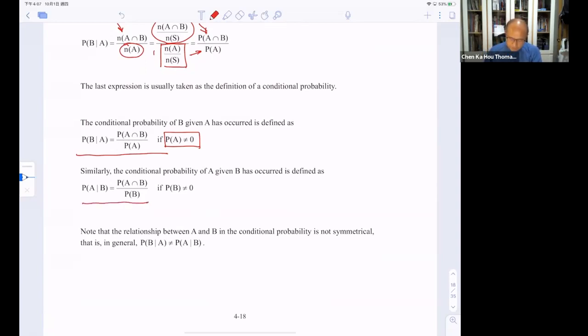Similar thinking: A given B is A and B over PB. In probability, A and B is the same as B and A. So how do we memorize this equation easily? Very simple.